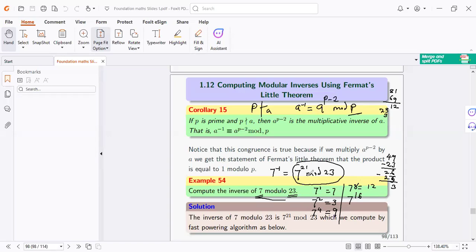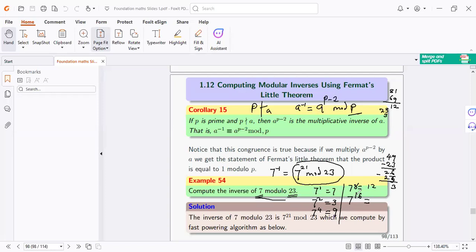7 raised to 16. So that means I square again the one above, and that gives me 144. So how many times does 23 go into 144? Let me use my calculator. 144 divided by 23. It goes there 6.2 times.